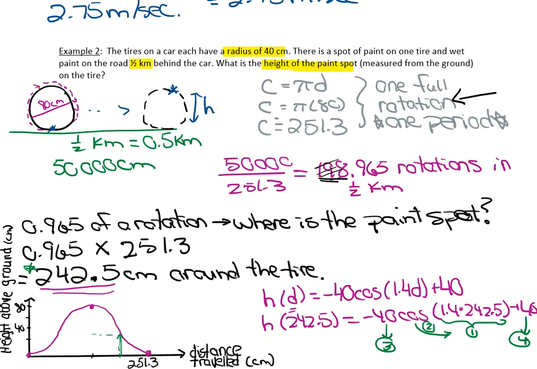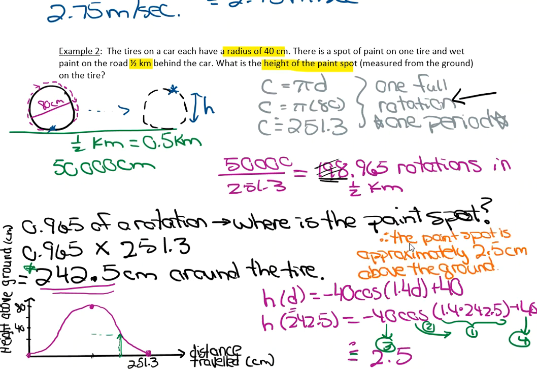Okay, you got it? You get an answer? You should get about, let me go back to purple, approximately 2.5. So what did we find? We found the height of the paint spot. It was only 2.5 centimeters above the ground, half a kilometer away. So I will write a sentence for that. Therefore, the paint spot is approximately 2.5 centimeters above the ground.